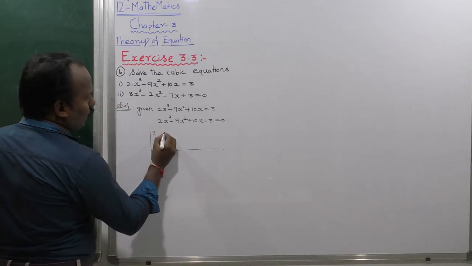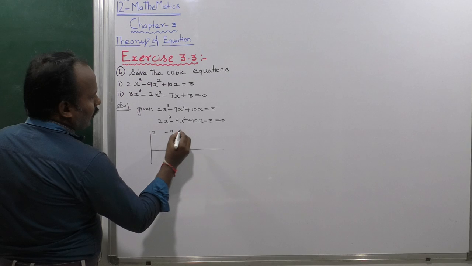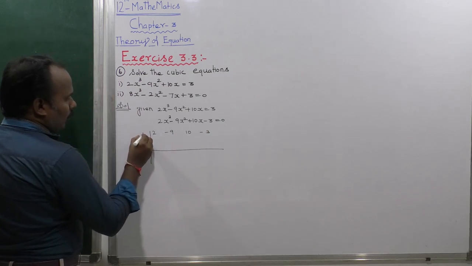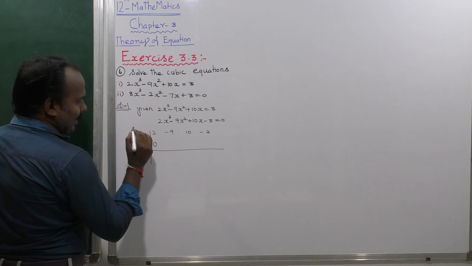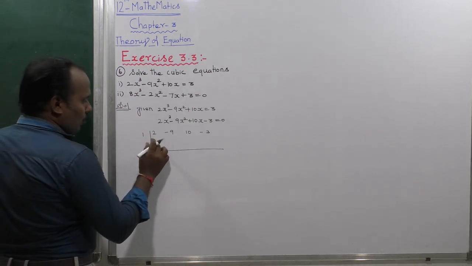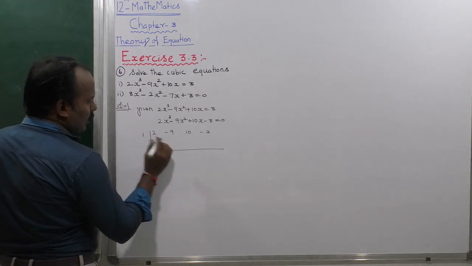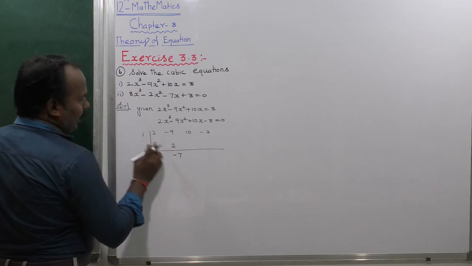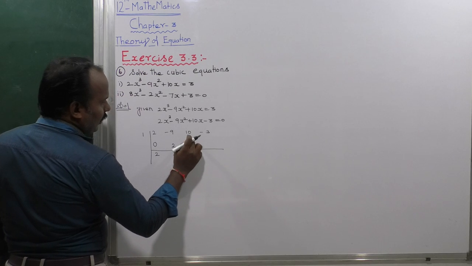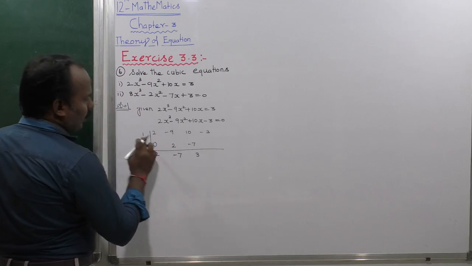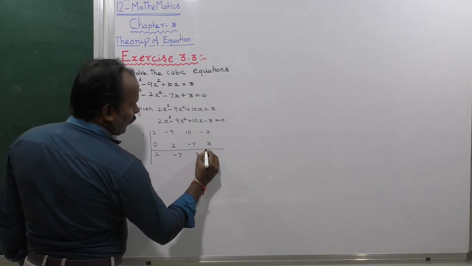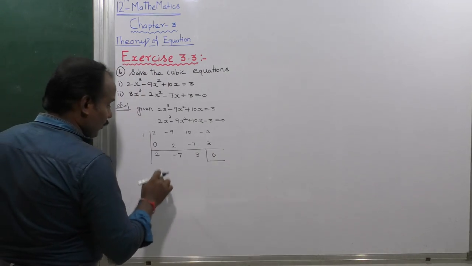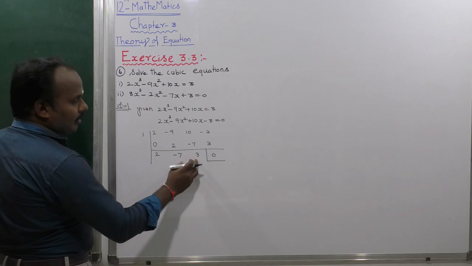The coefficients: first 2, next minus 9, next 10, next minus 3. Taking the value of 1, the first place is 0. So 2 times 1 is equal to 2. So minus 7, this one minus 7, this one 3. So 3 into 1 is equal to 3. Minus 3 plus 3 cancel. We continue this way, but we get the answer this side.